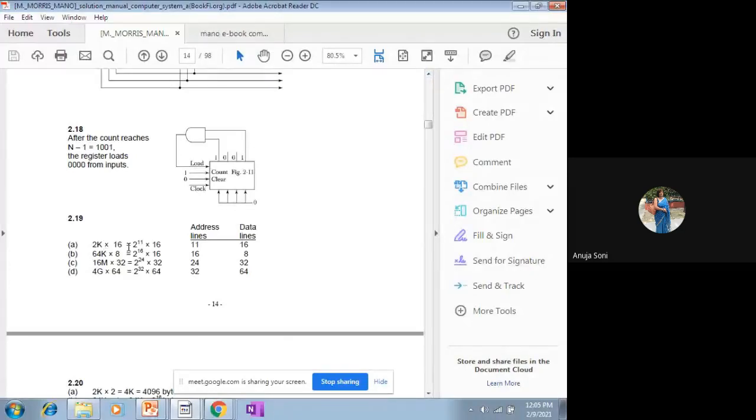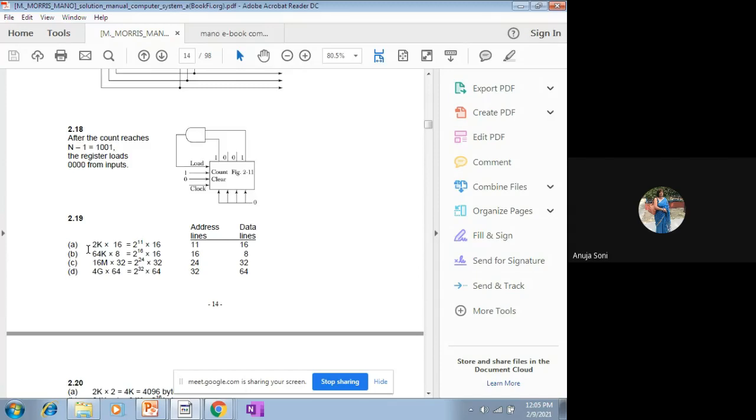Right? In part A, you will be converting it in terms of 2 raised to power. So k is always equal to 1024 bytes. So 2 raised to power 10 into 2 raised to power 1 becomes 2 raised to power 11. So address lines will be 11 and data lines will be 16.